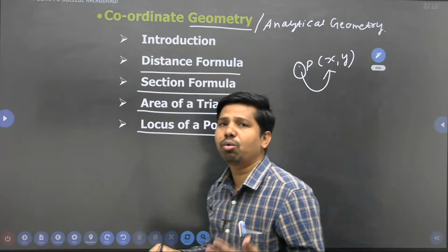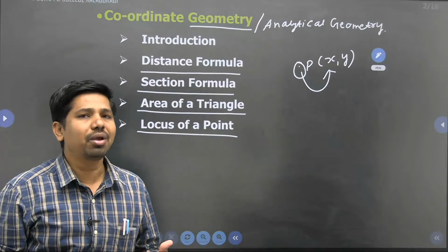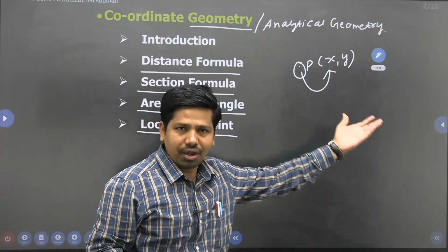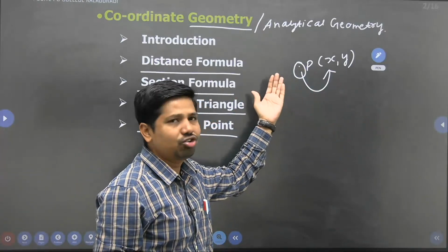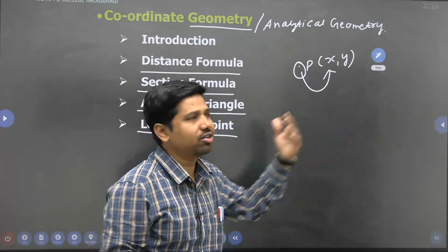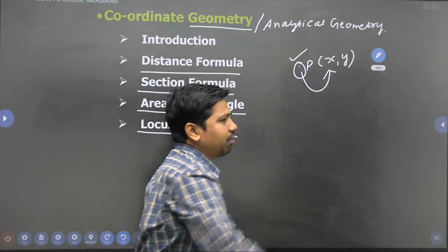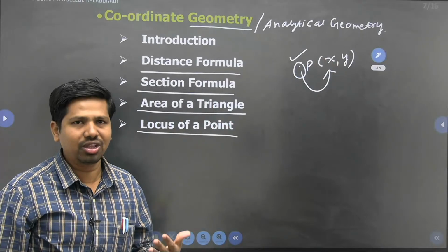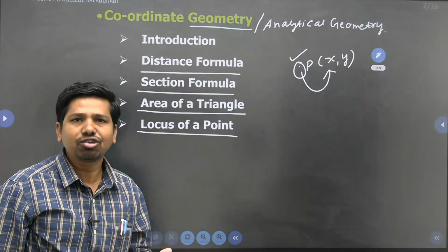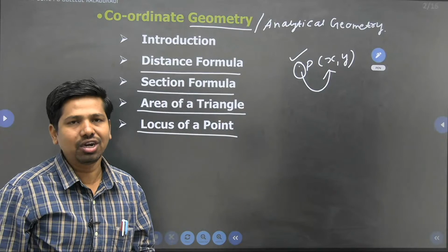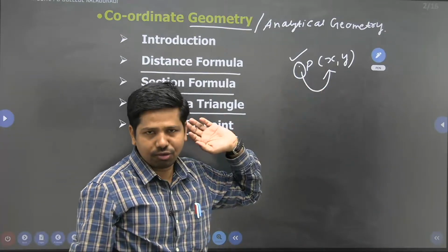We know that every point can be represented by an ordered pair of the form x comma y, right? So we are replacing the geometrical shape by an algebraic expression, and we are studying that particular geometrical shape. That branch is called what? Coordinate geometry or analytical geometry, the study of geometry by using algebraic expressions, right?